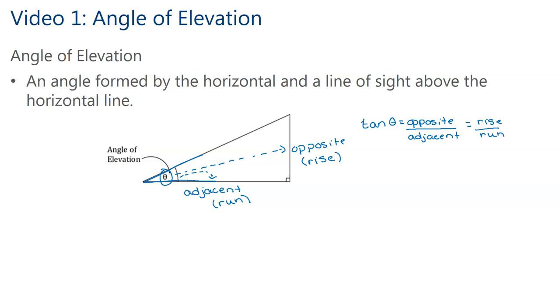Now in order for us to use the tangent ratio in a word problem, we need to use a scientific calculator. And we need to make sure our calculator is in degrees. So I'm going to make a note of that here. Calculator must be in degrees.